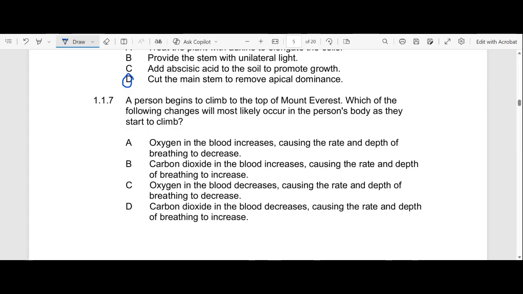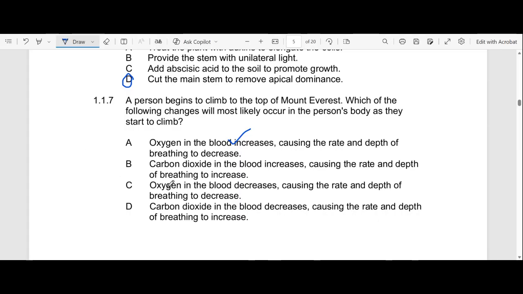But let's go to the options. A. Oxygen in the blood increases. Definitely, oxygen in the blood does not increase, so it's wrong already, because the higher you go, the less oxygen you find. Hence, most of the time, when you look at mountain climbers, some of them die while climbing the mountain. Why? Because they are not getting enough oxygen as they go higher. It becomes harder and harder to breathe.